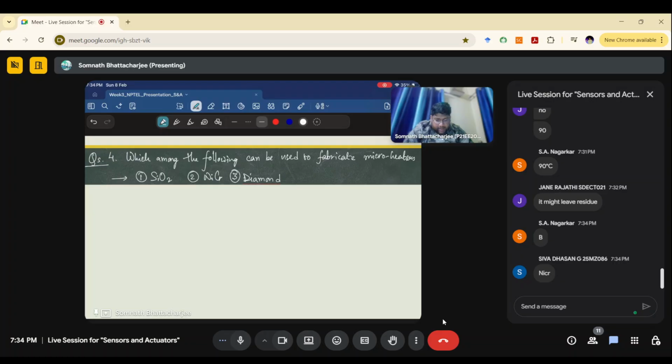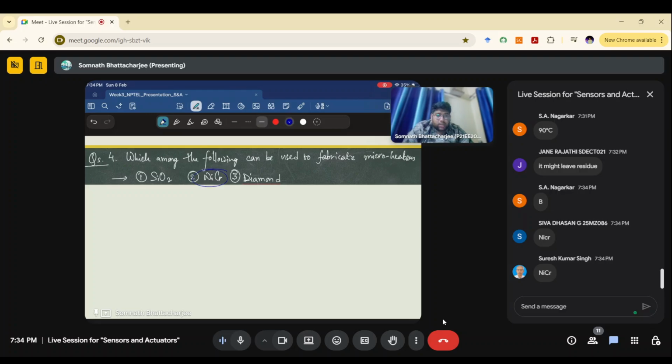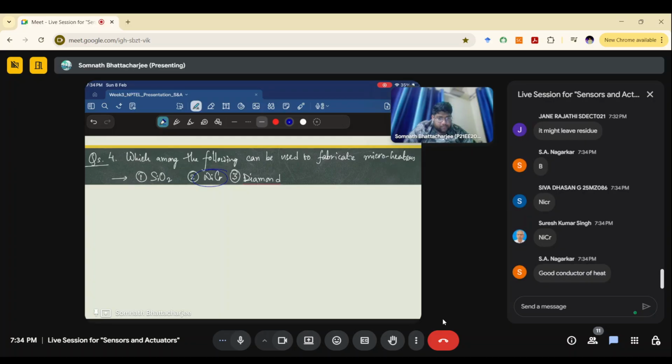Yes, NiCr. Can anyone tell me why NiCr? Why is NiCr suitable for it? Good conductor of heat. Let's move on to the next one.